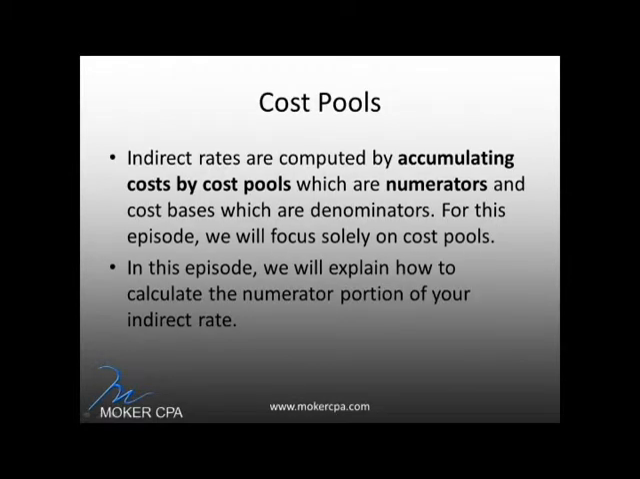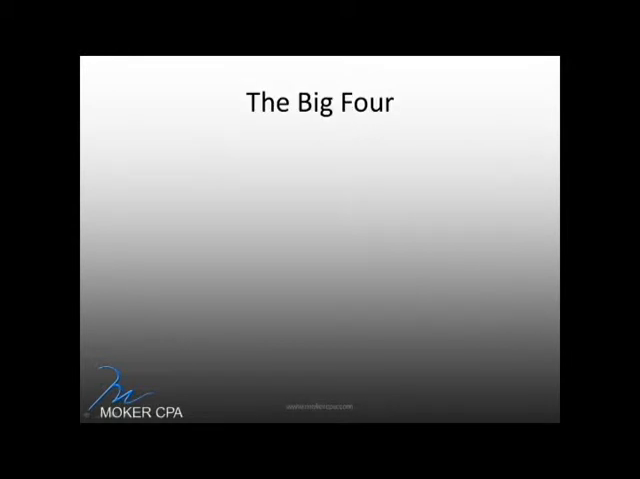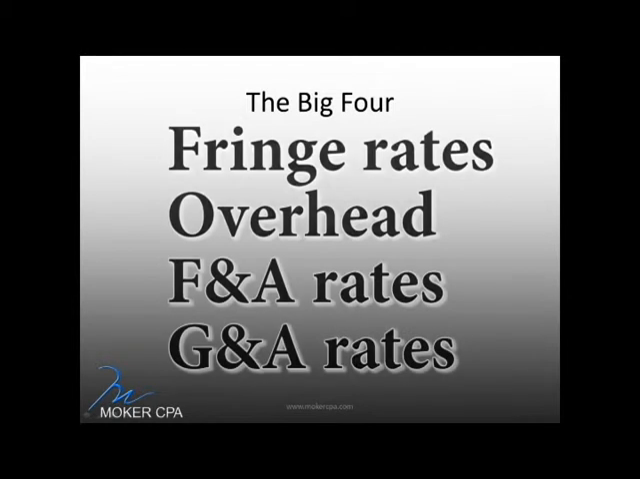Indirect rates are computed by accumulating costs by cost pools, which are numerators, and cost bases, which are denominators. For this episode, we will focus solely on cost pools. Indirect rates typically consist of fringe, overhead, facilities and administration or F&A, and general and administrative or G&A rates. While there are other rate structures, this episode will focus on the big four.